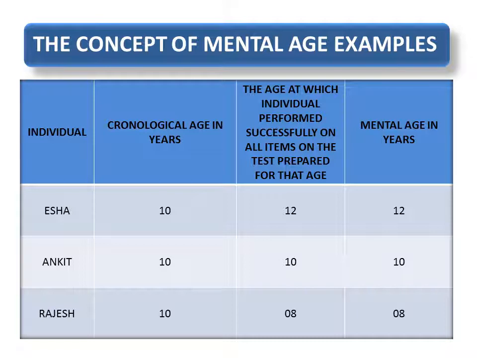And if an individual named Ankit, whose chronological age is 10 years, performed successfully on all items of the test prepared for 10 years, then Ankit's mental age is 10 years. And if an individual named Rajesh is 10 years old and performed successfully on all items of the test prepared for 8 years, then Rajesh's mental age is 8 years. So this example shows us that mental development does not correspond to chronological age.